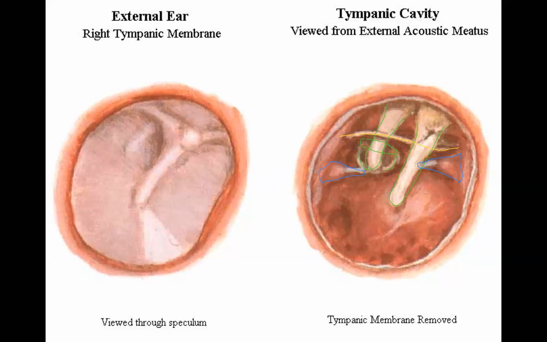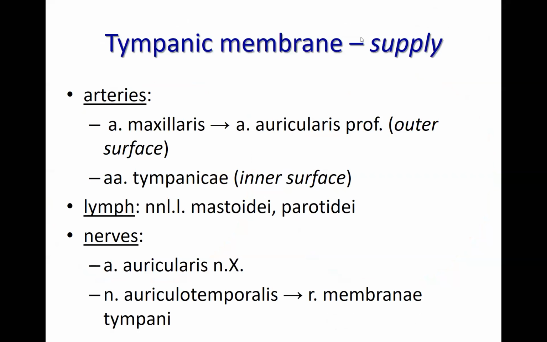So now it's time to move inside the tympanic cavity. Ah, sorry, I skipped the blood supply. The blood supply comes for the outer and inner surface from different sources. For the outer, it's the first or mandibular part of the maxillary artery giving the deep auricular artery. And for the inner surface, there are four tympanic arteries. As you can see, lymph is the same.